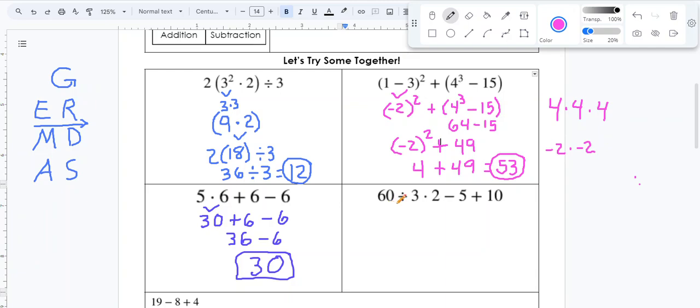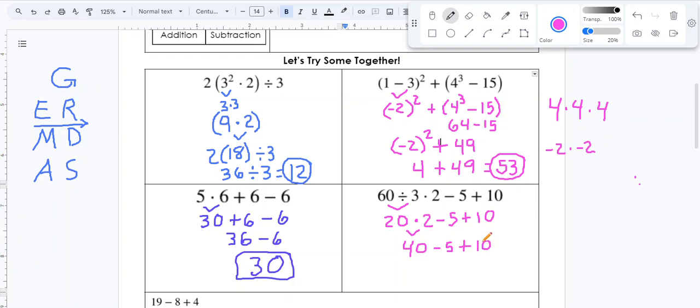So what comes first from left to right is this division problem here, right? 60 divided by 3. 60 divided by 3 is 20. So I'm going to have 20 times 2 minus 5 plus 10. All right? So now I still have a multiply, so I'm going to do that next. That's my next thing from left to right. 20 times 2 is 40. So I'm left with 40 minus 5 plus 10.